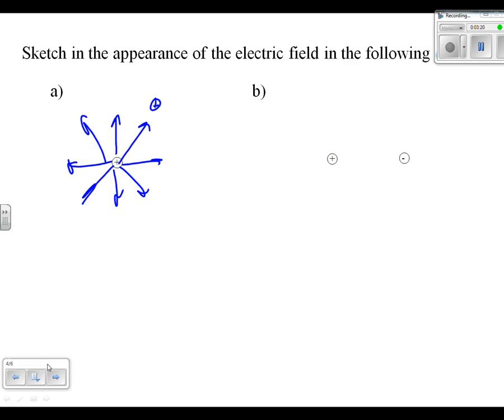How could you draw it the wrong way? Believe me, in my years, Cole, I've seen it all. What do they do? They draw them going in. Away from positive. Away from positive.